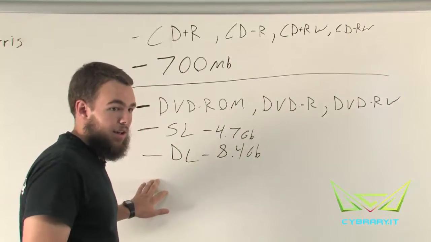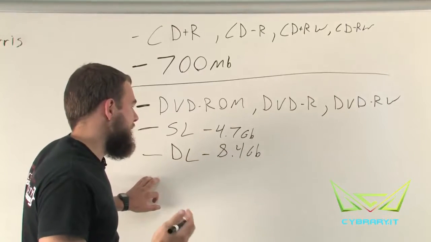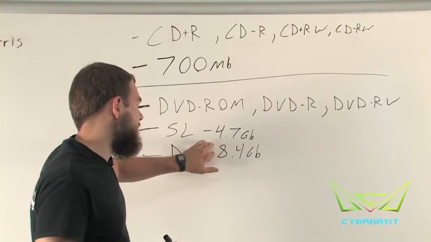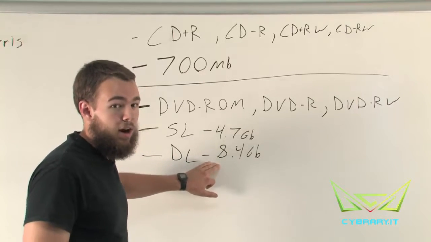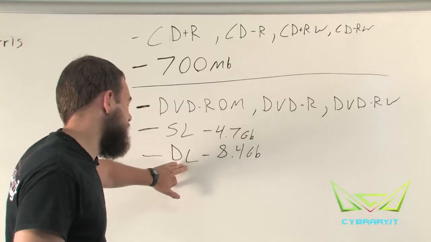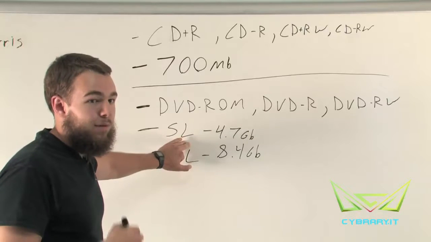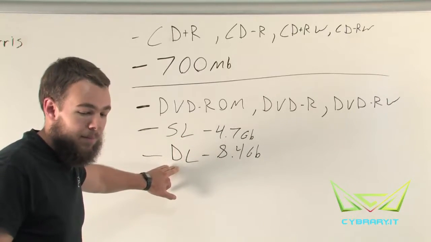Same size, same look, but the actual way that the DVD is manufactured allows us to write a significantly greater amount of data onto that DVD that's dual layer. These will be separate DVDs that you purchase. You can't buy just a single layer DVD and then try to format it as a dual layer. It has to be specified as a dual layer DVD.